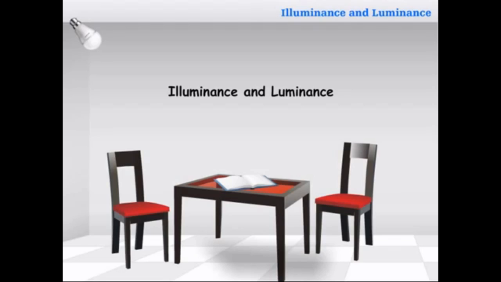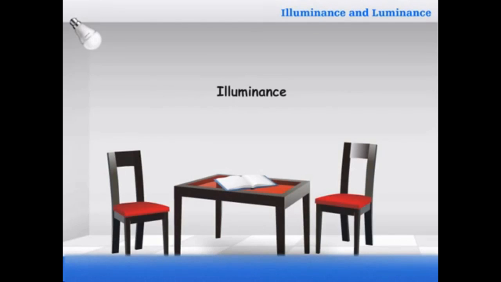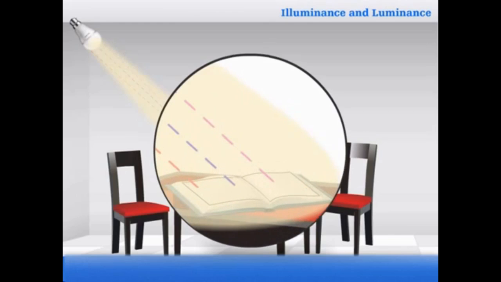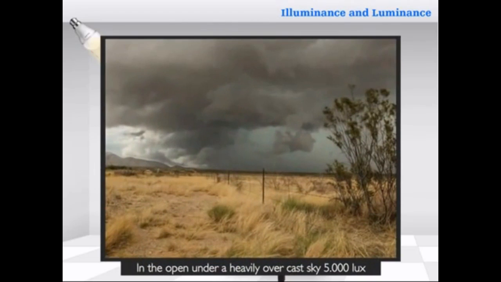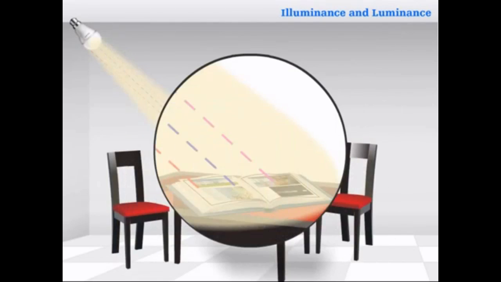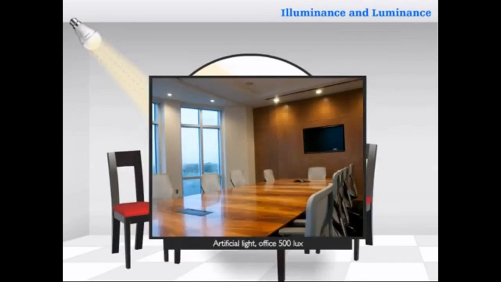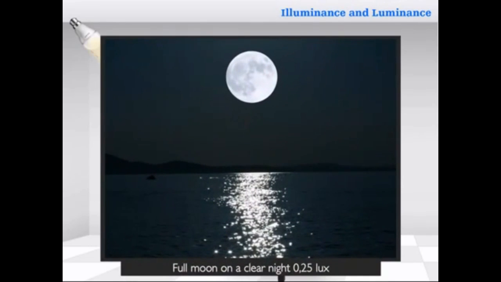We will learn about illuminance and luminance. Illuminance is the quantity of light or luminous flux falling on a unit area of a surface. The unit of illuminance is lumen per meter square, or lux. Here are a few examples which can help us understand the illuminance values. Summer at noon under a clear sky. In the open under a heavily overcast sky. Artificial light, office. Full moon on a clear night.